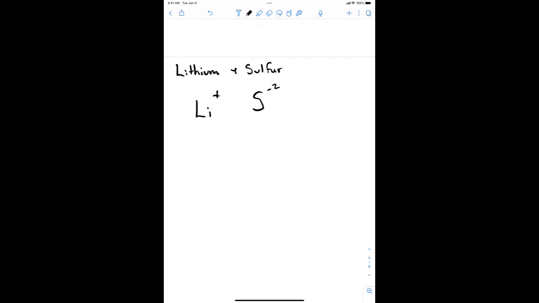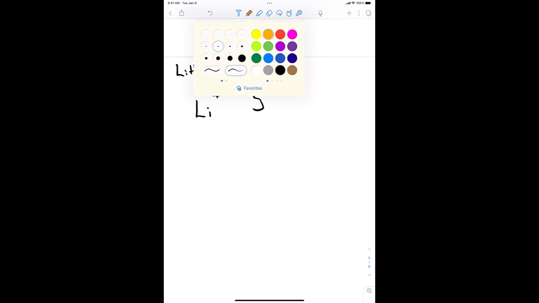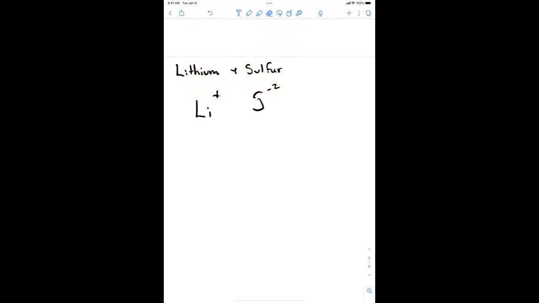Okay, so from here there's a couple things you can do. One, if we add those charges together, we're going to see that overall that would have a -1 charge, and we can't have a -1 charge. We want to have a neutral compound, and so we have to figure out what's the least common multiple between 1 and 2. Or you can do this nice little trick where you just cross these two.